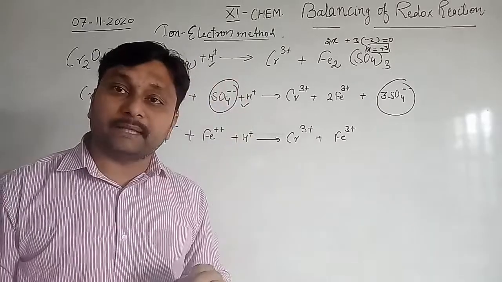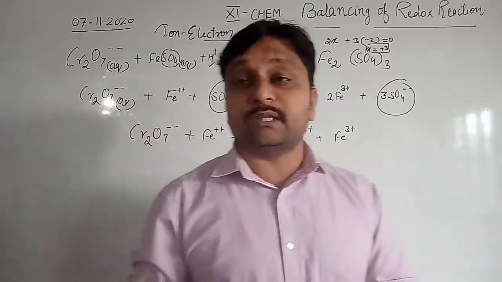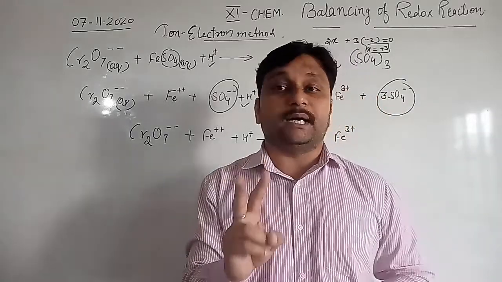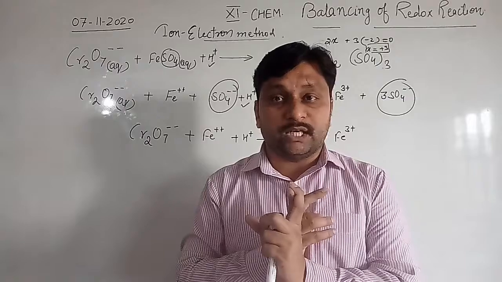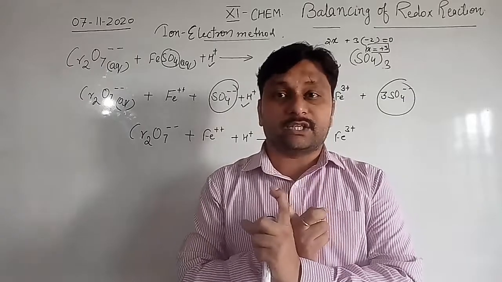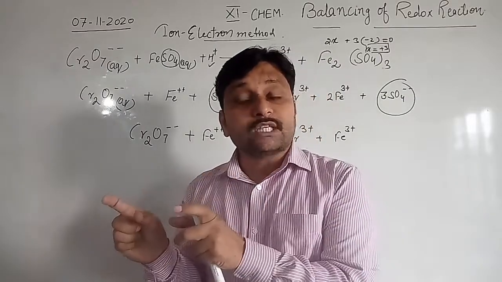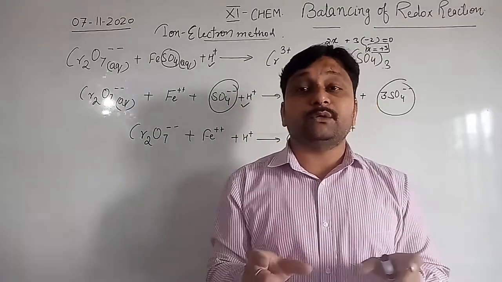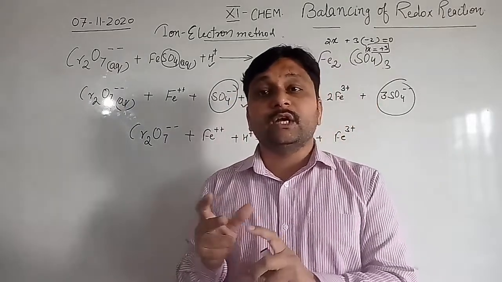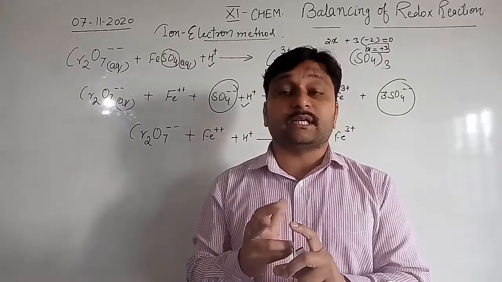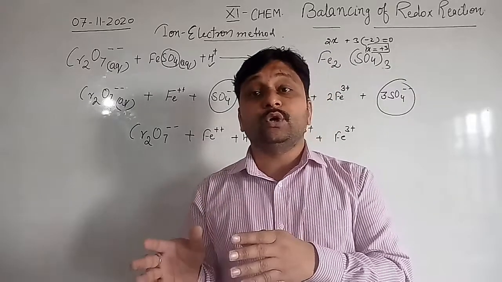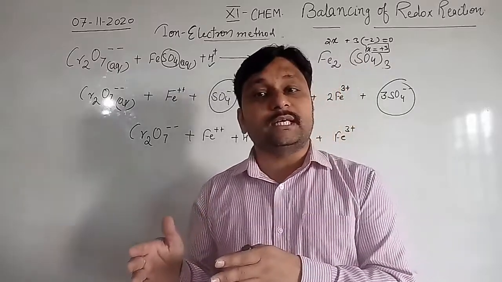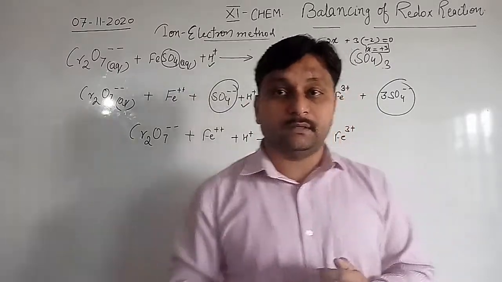In the ion electron method, this ionic equation is first converted into two parts. One is the oxidation half reaction and the second is the reduction half reaction. Those compounds which have the tendency to reduce themselves represent the reduction half cell reaction, and those anions or cations which have the tendency to oxidize themselves represent the oxidation half reaction. Clear?